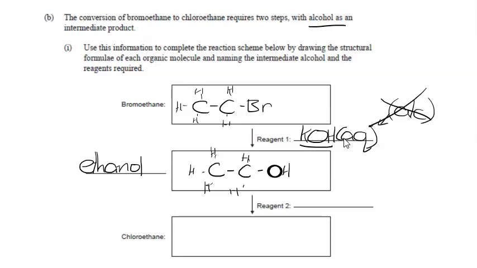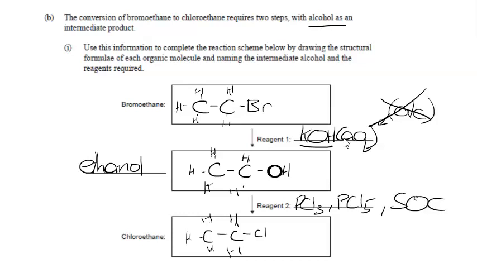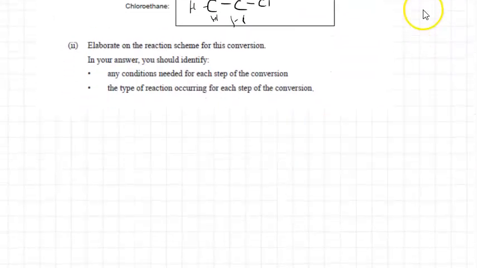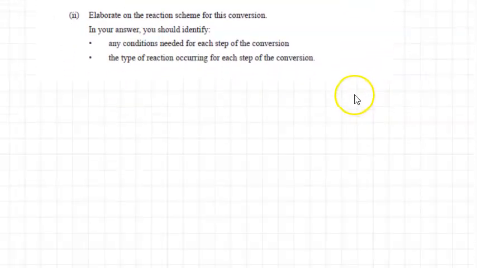And then we're wanting to form chloroethane. So 1, 2, we can have Cl, 3, 4. So to go from an alcohol to a haloalkane, we can use PCl3, PCl5, or SOCl2. Any of those and you'd get that correct. So the next question, elaborate on the reaction scheme for this conversion.